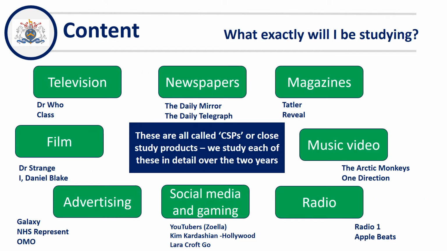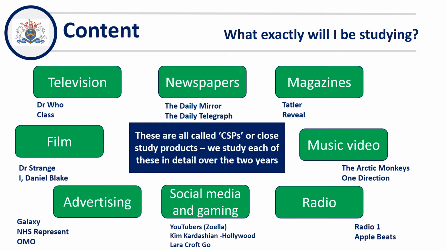Okay, so a moment ago, I spoke to you about all the different areas of the media that we'll be studying. Now, within each area of the media, guys, we look at 2 different products, okay? And quite often, they're contrasting products. So one might be present day and one might be from the past, okay? Or one might be from one political point of view and the other from another, okay? We call these CSPs. That's short for close study products. Okay, we look at each of these in depth over the 2 years.